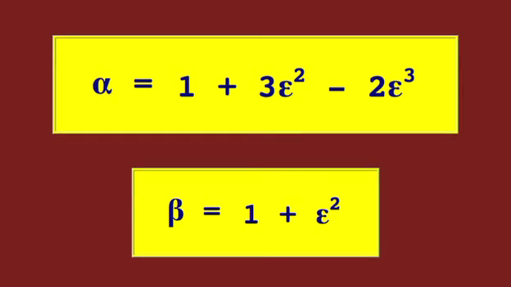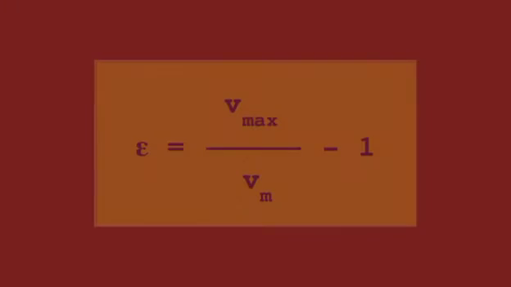Values of alpha and beta can be approximately estimated with the following relations, in which epsilon is as follows.